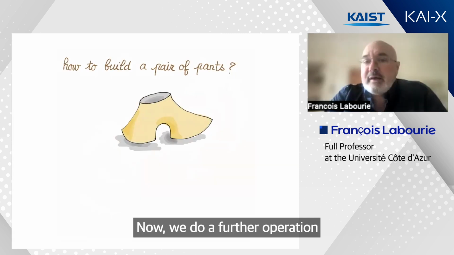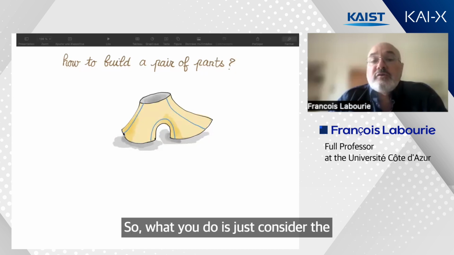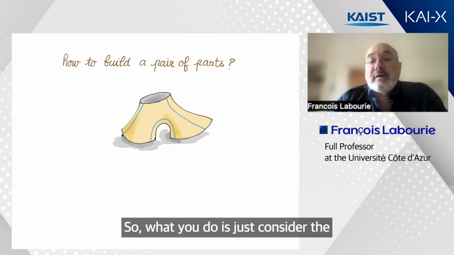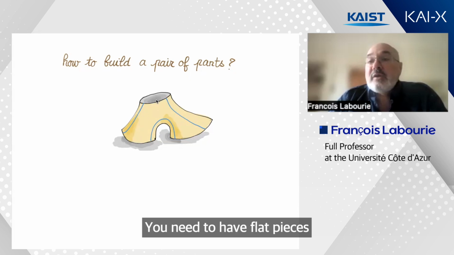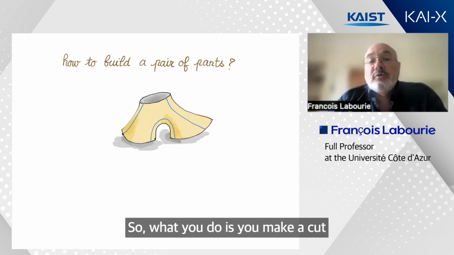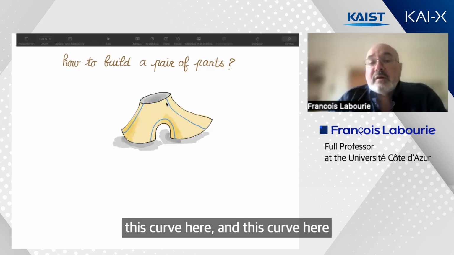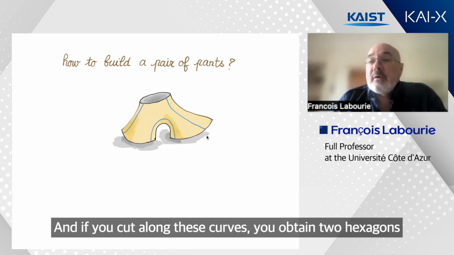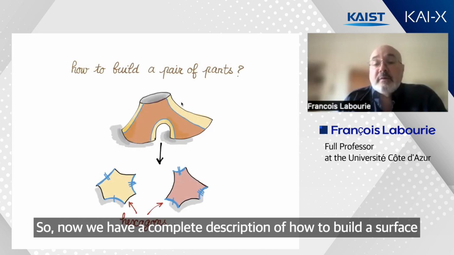Now a further operation is to cut this pair of pants into more elementary pieces. Because if you are someone who wants to make a pair of pants, you cannot actually obtain that. You need to have flat pieces. So what you do is you make a sewing. So you have this curve here, and this curve here. If you cut along these curves, you obtain 2 hexagons.